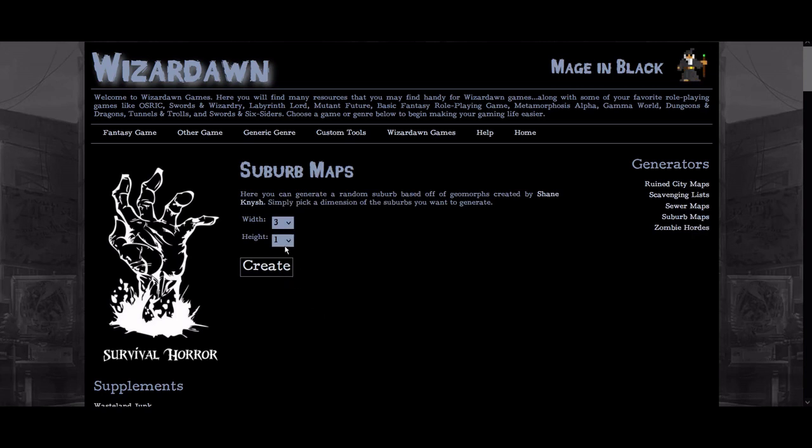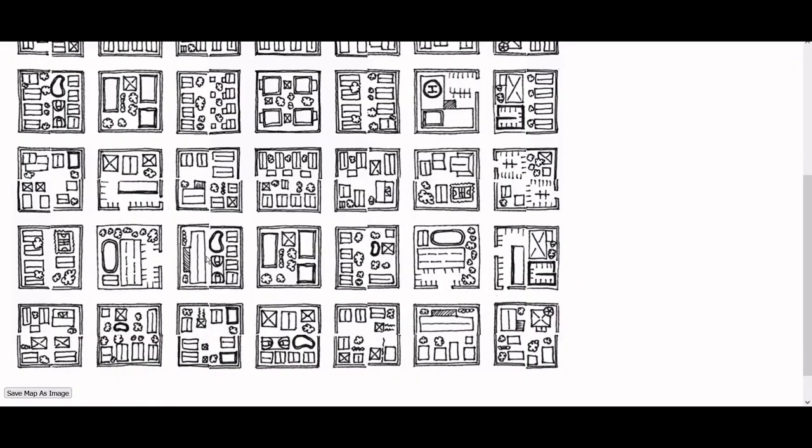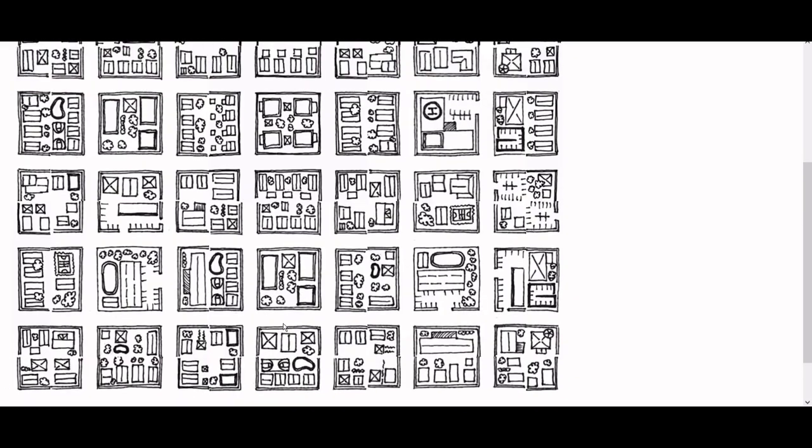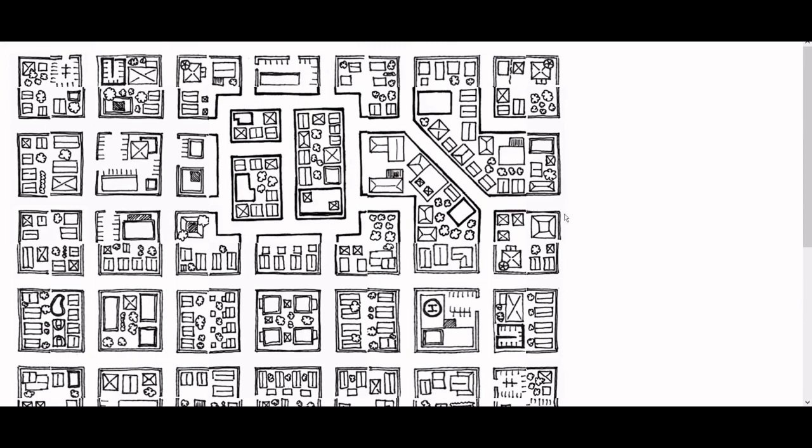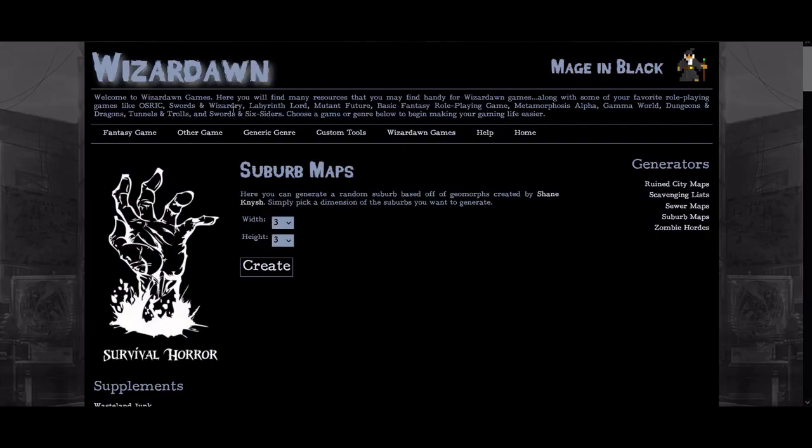So you make suburb maps for the zombie horde thing. Again, it's using the geomorphs, but gives a pretty quick, easy to go to, and easy to print out map.